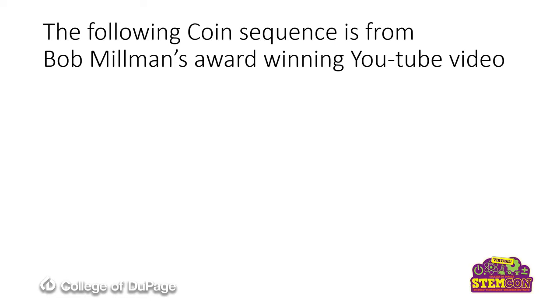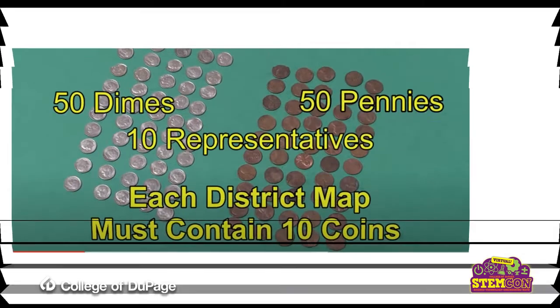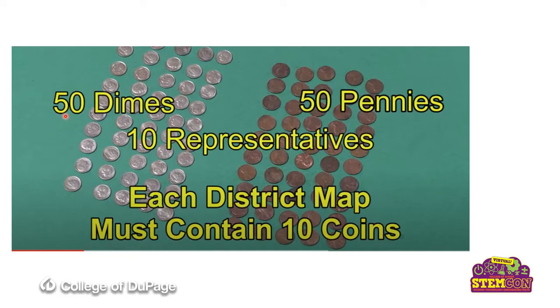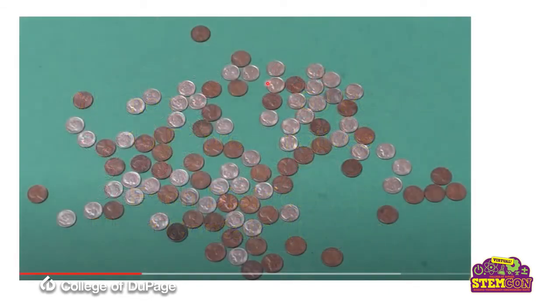Now the following coin sequence is from Bob Millman's award-winning YouTube video. So suppose we have 50 dimes and 50 pennies, and there are going to be 10 representatives chosen. So each district map must contain 10 coins. But people don't live in segregated fashion like this. Let's make it more realistic. So if we shuffle the coins around the table, what we see is that this dime lives in between 2 pennies. So you see you can live very close. And this represents how the precincts might actually be laid out.